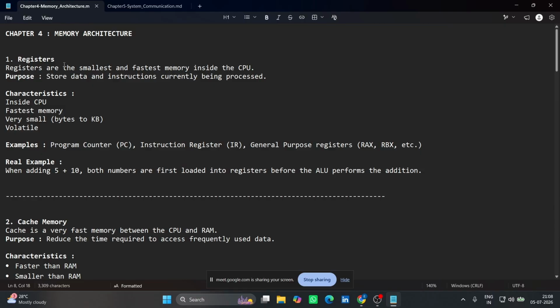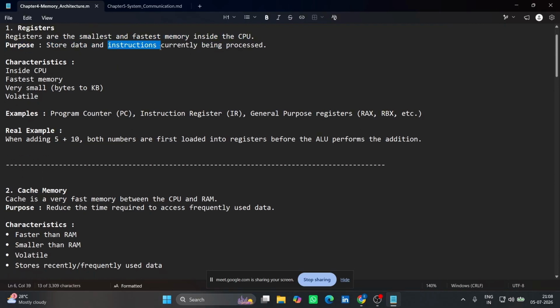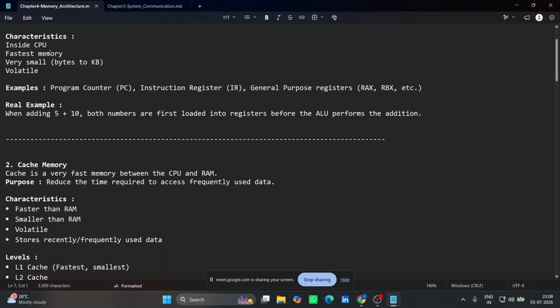So a register is the smallest and fastest memory inside the CPU. It stores data and instructions currently being processed, right? What are the key characteristics? It is inside the CPU. It is the fastest memory. Its size is very small, from bytes to KB, and it is volatile.